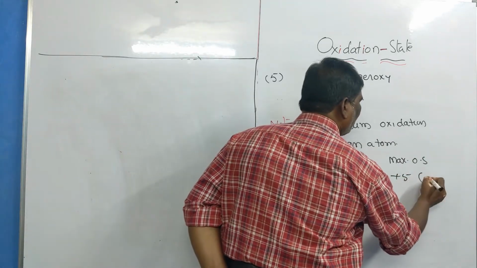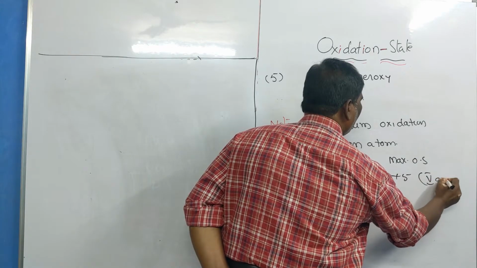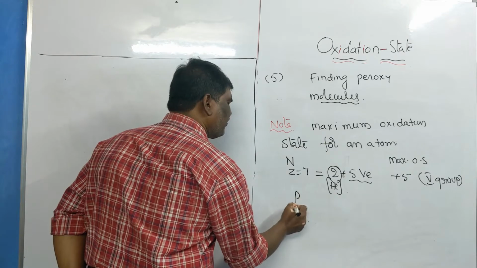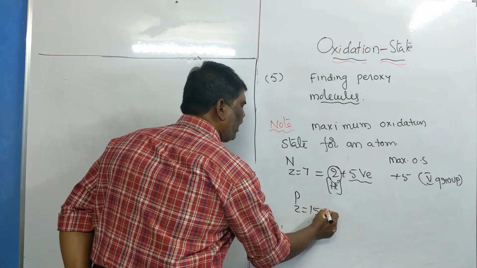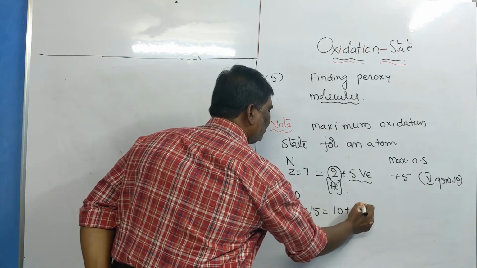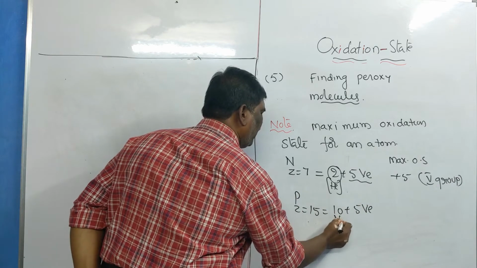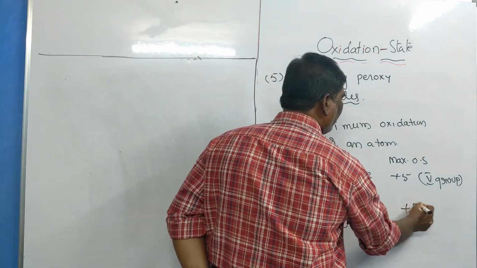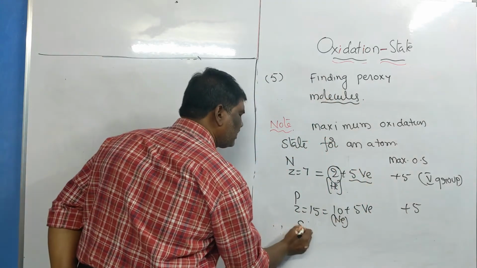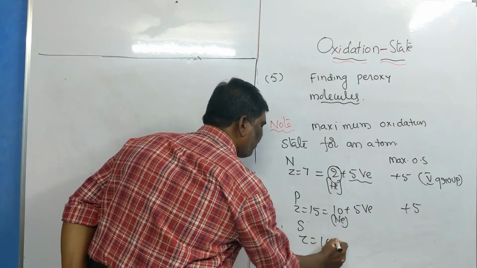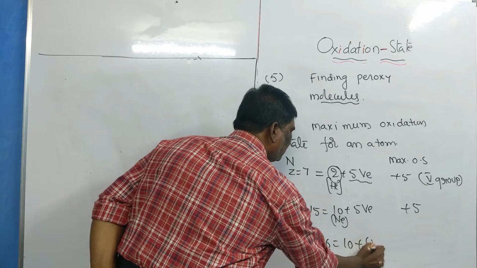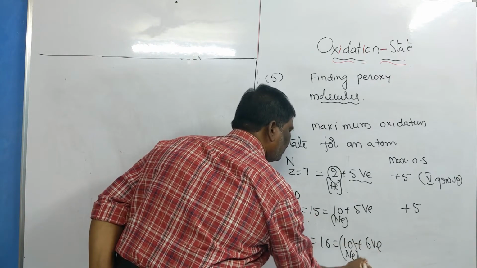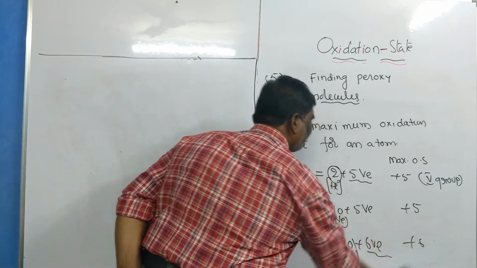Or it is equal to the group number. Now similarly phosphorus. 15 can be written as 10 plus 5. 10 represents what? Neon configuration. So maximum oxidation state is +5. Sulfur, atomic number 16, can be written as 10 plus 6. So the maximum oxidation state for this one is +6.